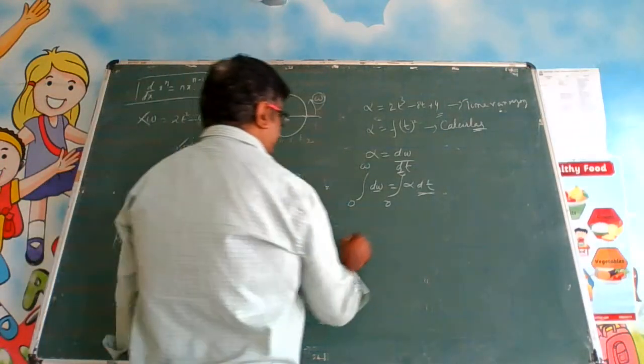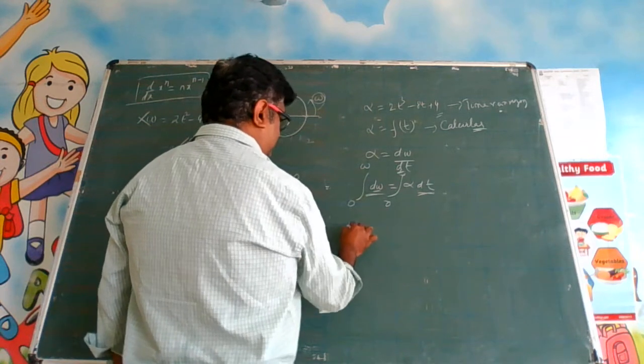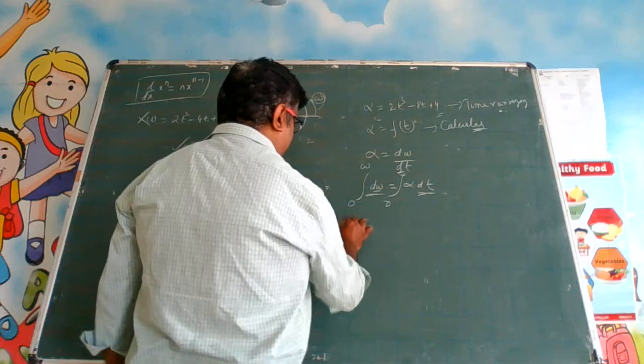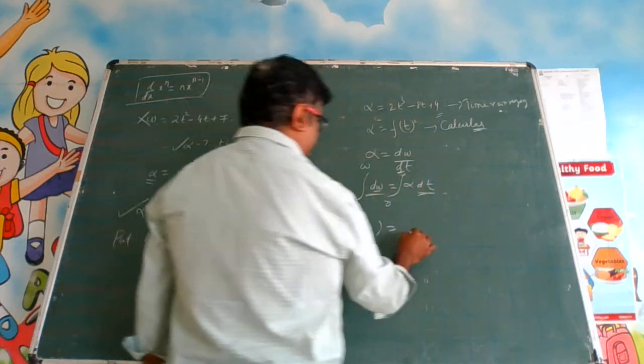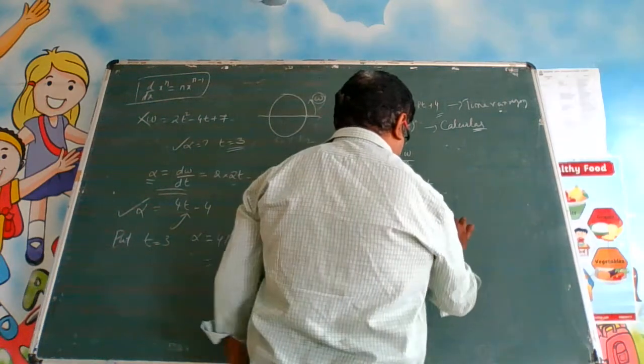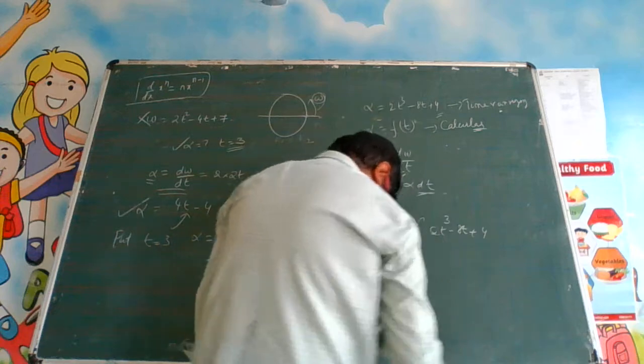Just calculate. So this will become what? Omega. Between the boundaries, omega and 0. So you can write omega minus 0. Now expand this. What is alpha? Alpha is given in the question as this: 2t cube minus 8t plus 4.